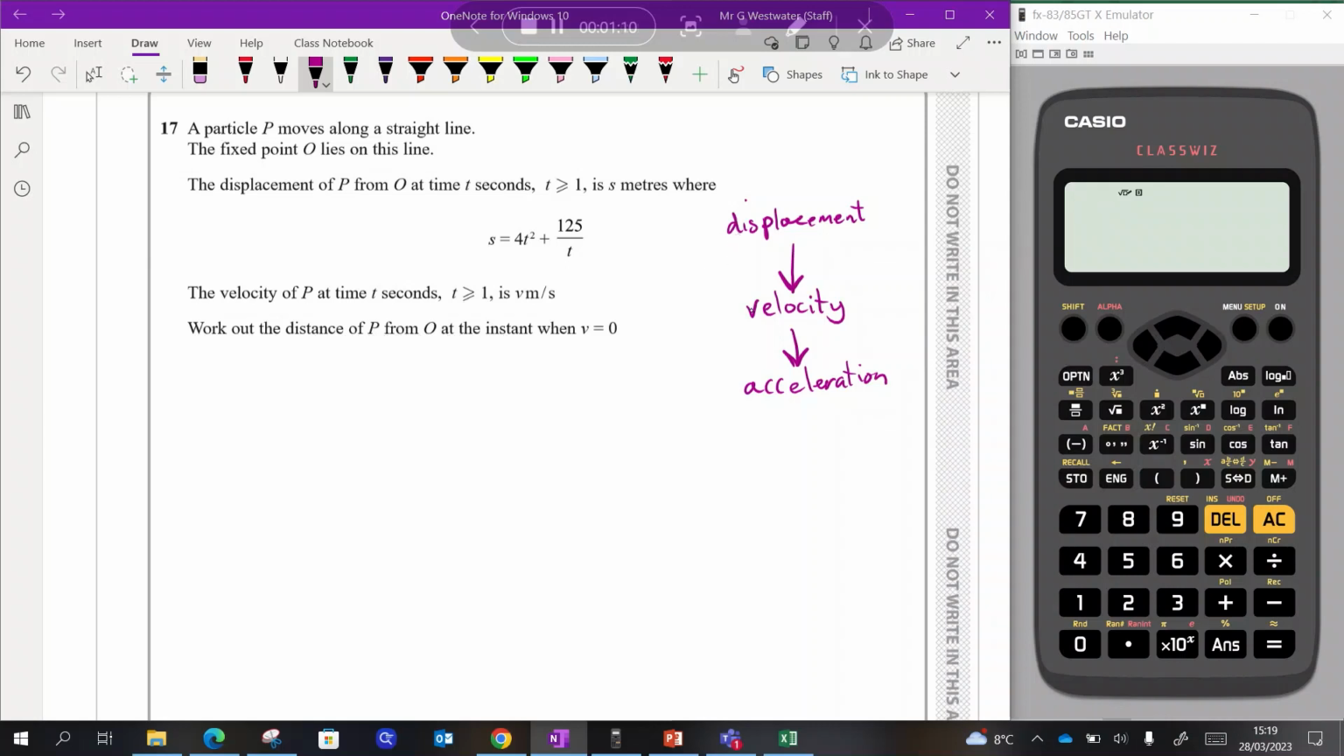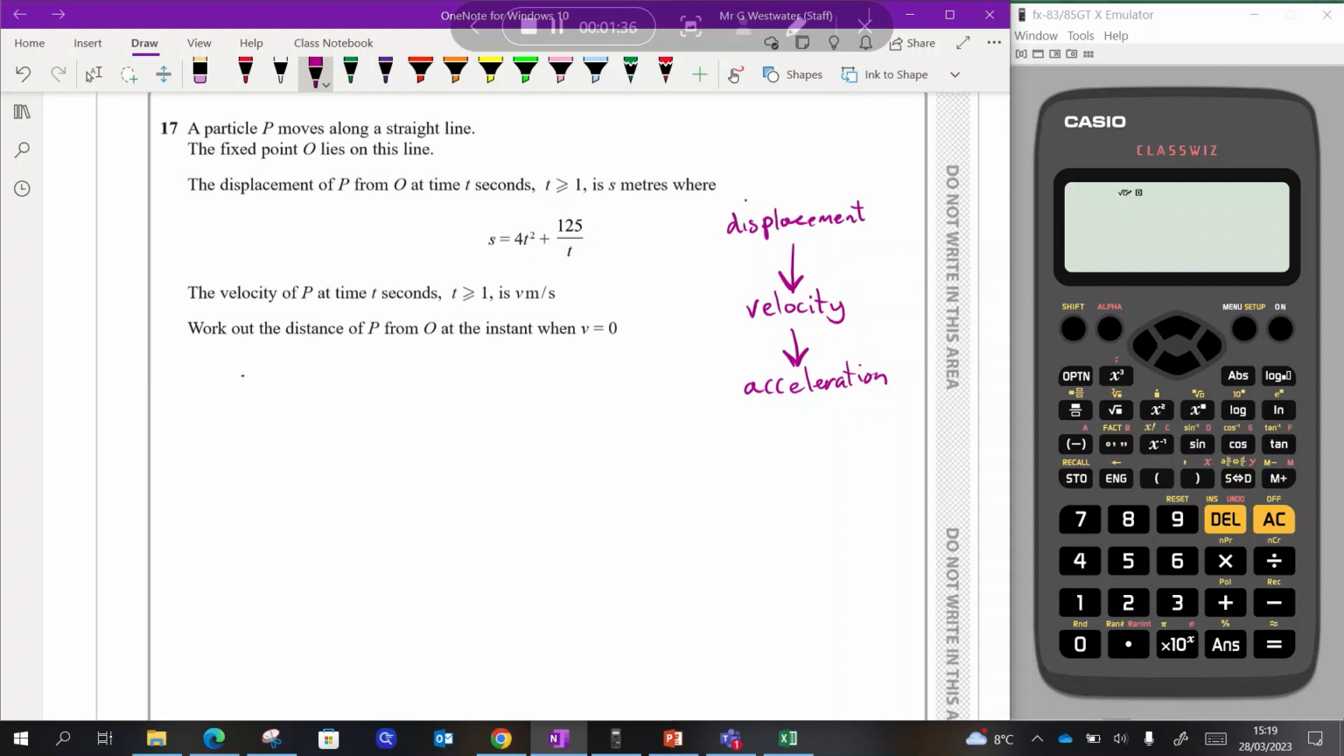So all we're going to do is differentiate once to get velocity and set it equal to 0. I think it's important to know the distance of P from O at the instant when v equals 0. So the displacement of P from O is given by this, and we need to work out what t is.